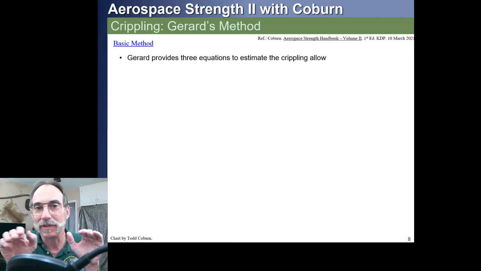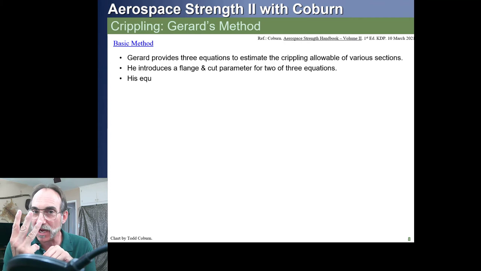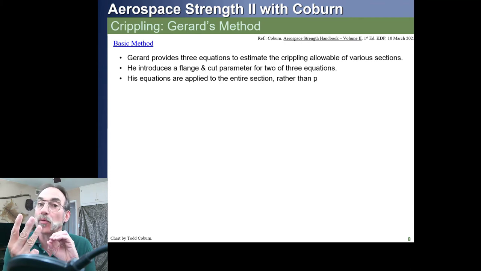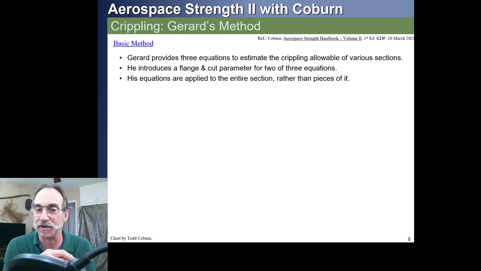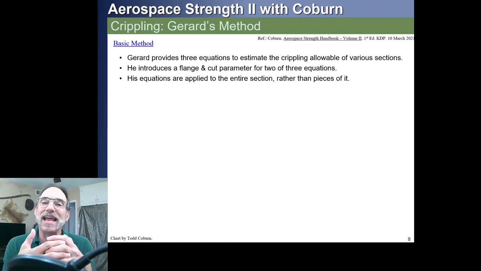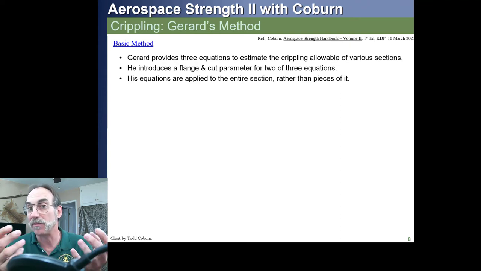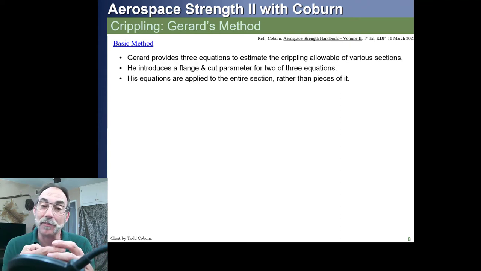Girard's method takes a completely different approach. He uses a bunch of test data and he comes up with three equations to approximate the crippling allowable for the entire section. The way he does this is he introduces a parameter that he calls G, the flange cut parameter, which basically is a summation of the number of cuts that you need to make to break it into certain basic shapes, and then the number of flanges after the cuts, okay?